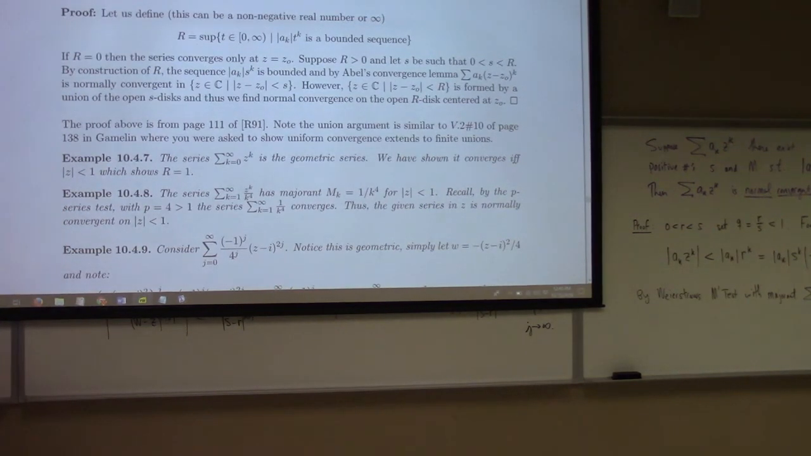Likewise, z to the k over k to the fourth, we can majorize by the p equals 4 p-series. And so we get uniform convergence on any closed subdisk. Again, normal convergence on the unit disk.